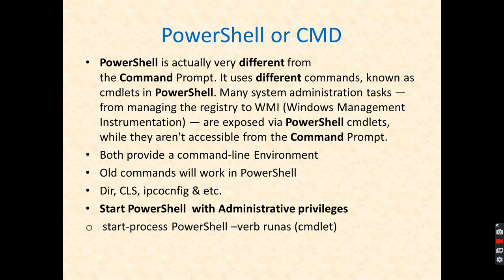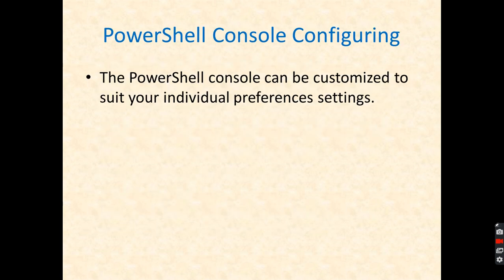Okay, and how to start PowerShell with administrative privileges? You can type Start-Process PowerShell -Verb RunAs. It is a cmdlet, so it will open PowerShell in administrator mode. And next is how to configure the PowerShell console. The PowerShell console can be customized to suit your individual preference settings. You can change the font size, buffer size, and color settings. Everything can be changed in the PowerShell console window. Let's go to that.